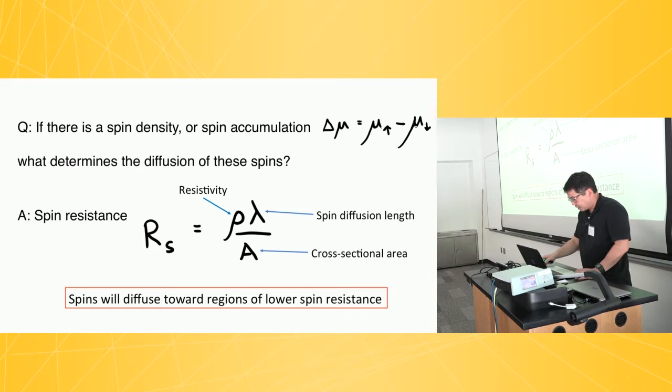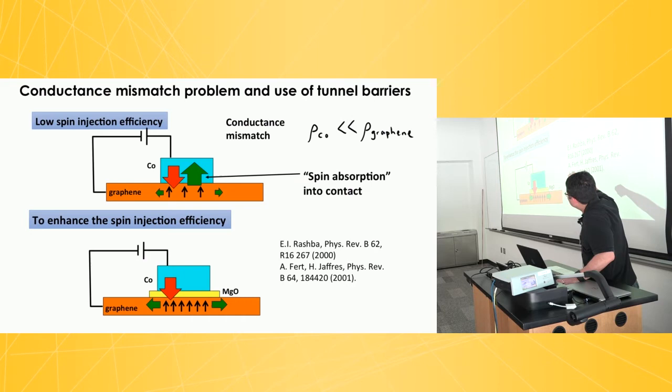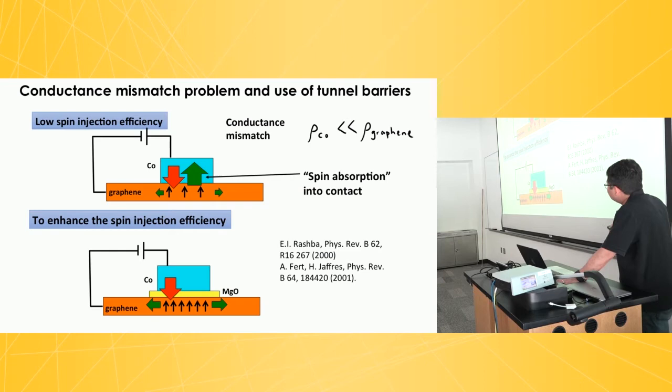In the early days of the field, we just put the cobalt on the graphene and we're like, wow, this is really inefficient. The problem is that you can inject these spins, but a lot of them like to go back into the cobalt, because the cobalt's a metal, so its resistivity is low. So you get a whole lot of backflow, and you lose a lot of what you put in; it comes back out.